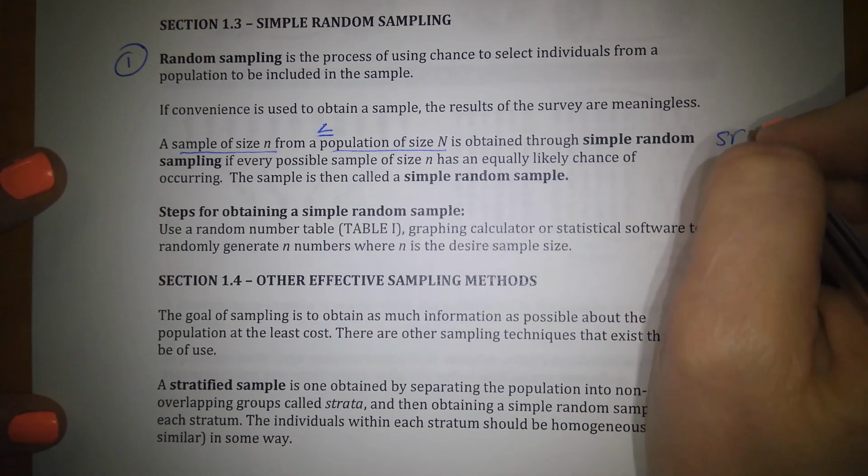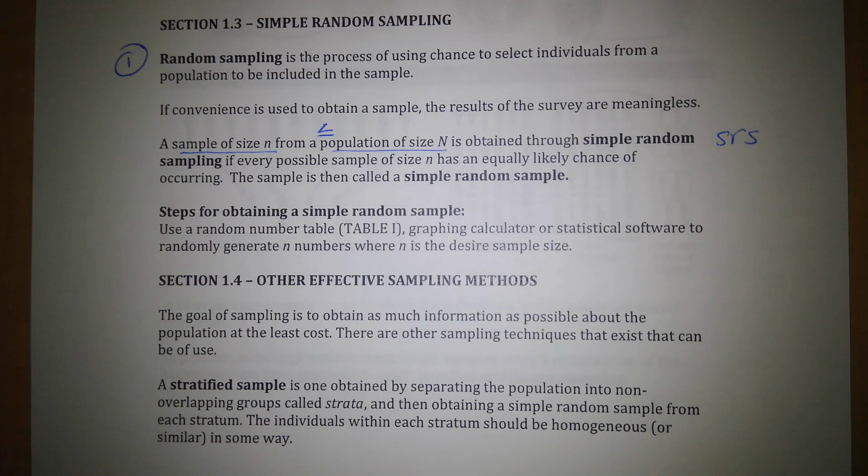A lot of times in my notes you'll see SRS, which stands for simple random sampling. Every possible sample of size n has an equally likely chance of occurring, so the sample is called a simple random sample. There are many different ways to obtain one. One way is to use a number table, graphing calculator, or statistical software to generate these numbers. The first one I'll show you is Table 1, which is from the back of the book.